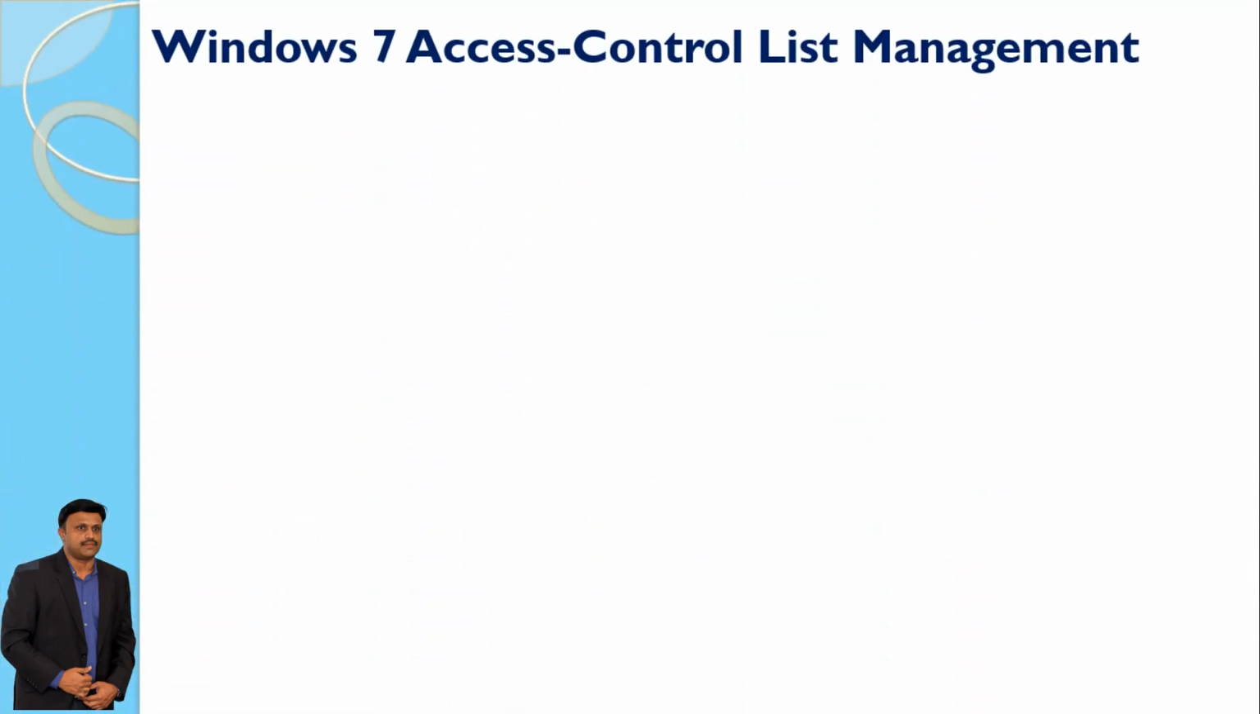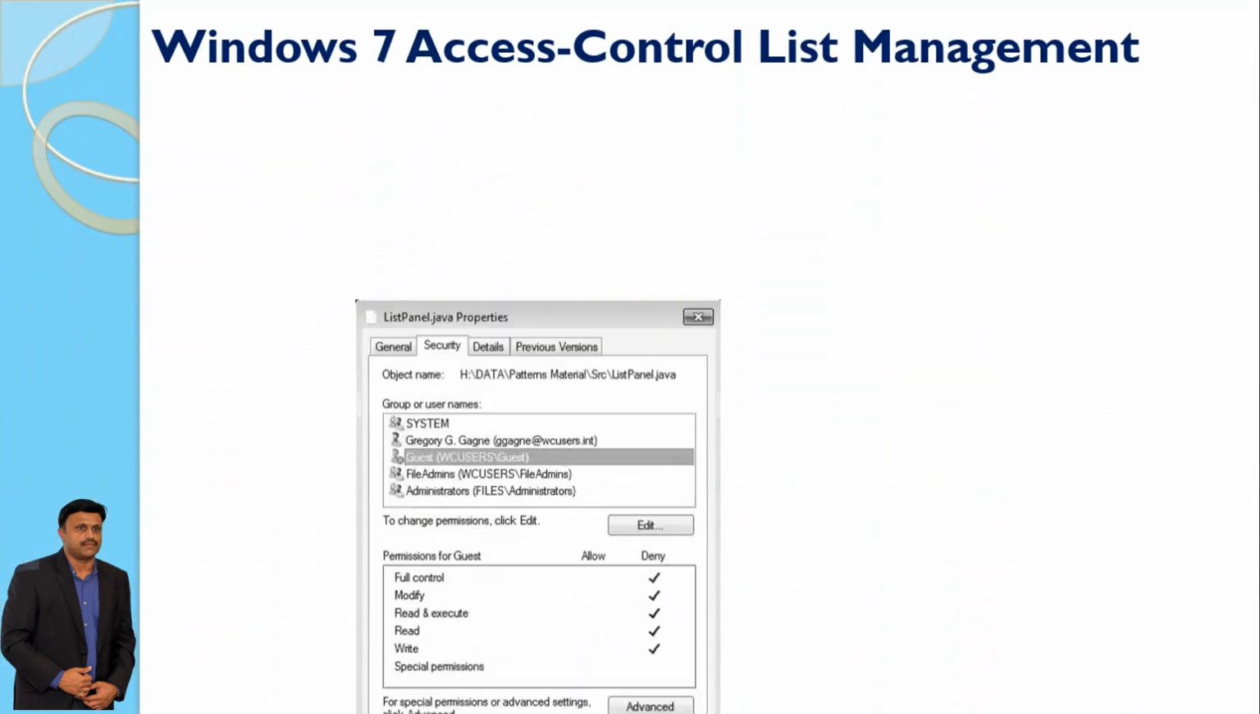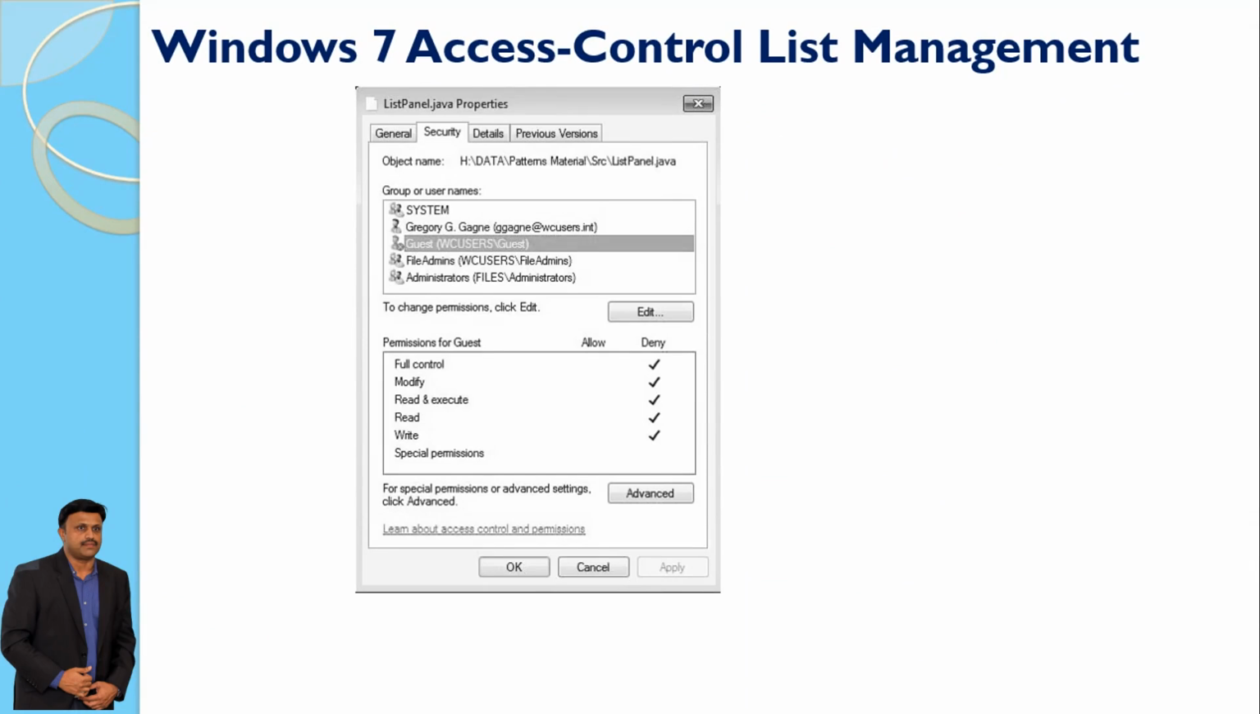Windows 7 provides a detailed access control list management system. This allows you to specify permissions for different users and groups, ensuring that only authorized users can access or modify files.